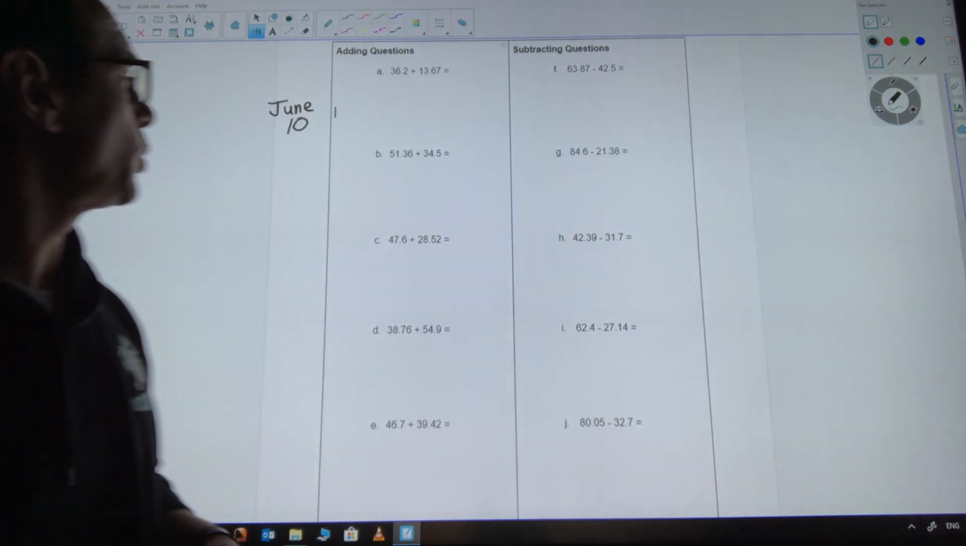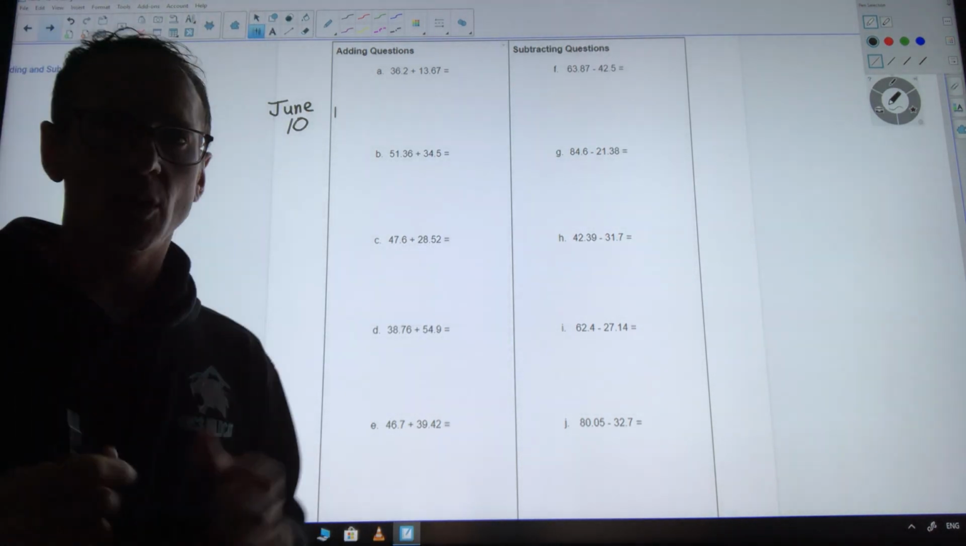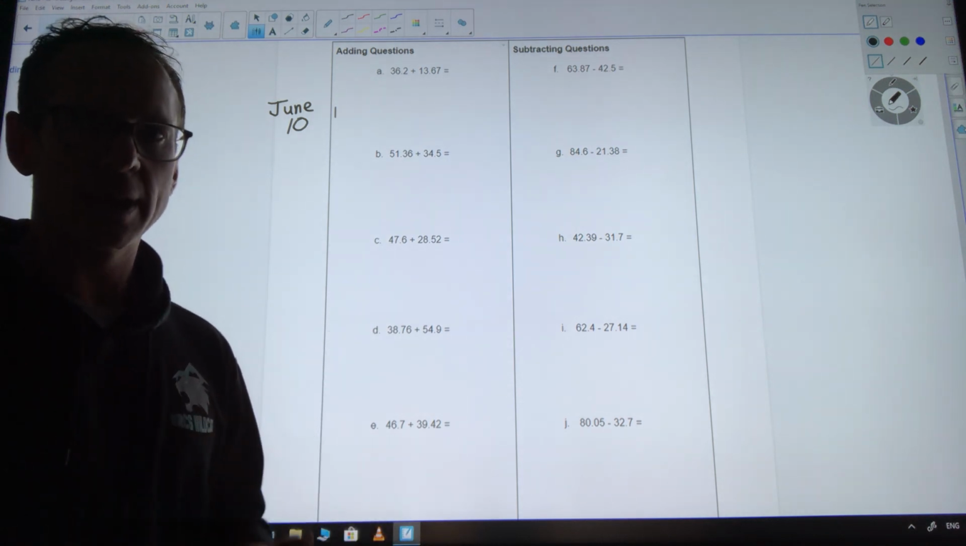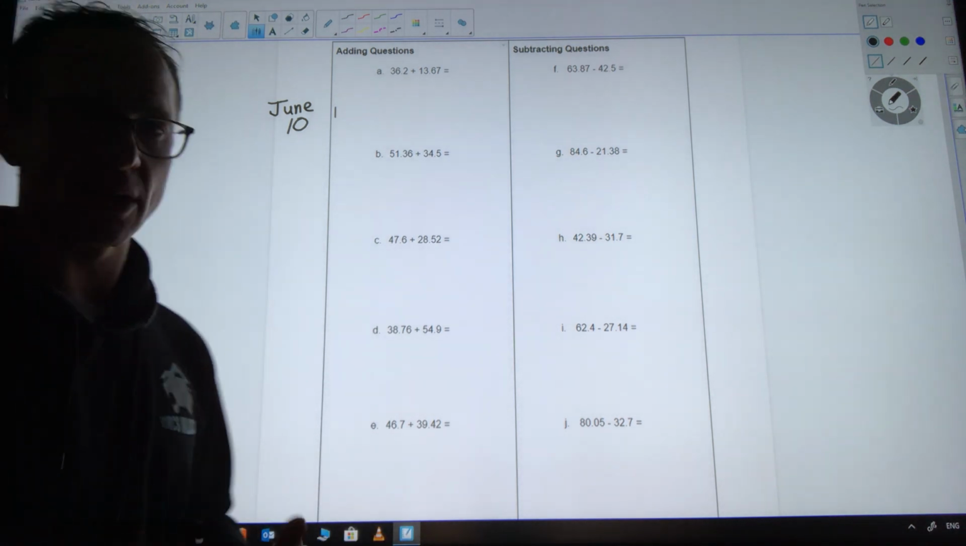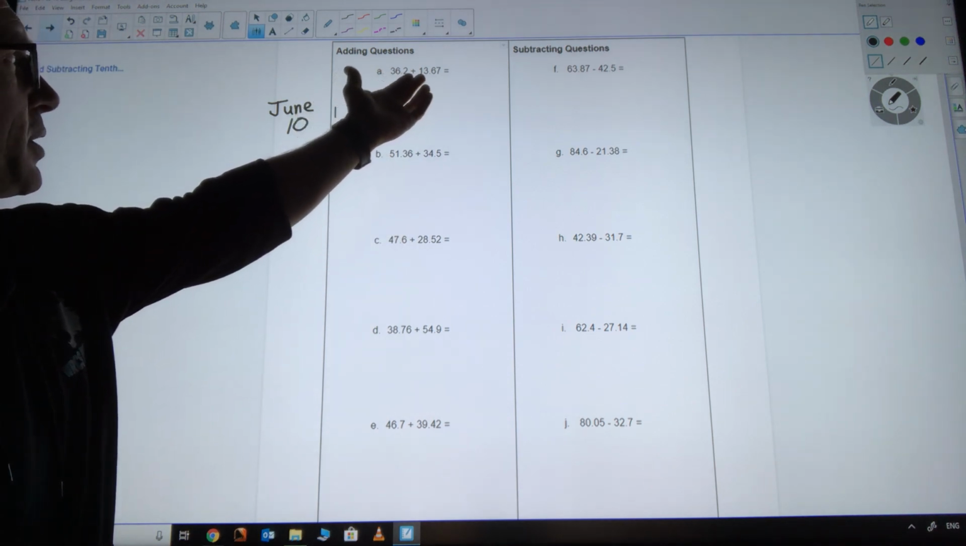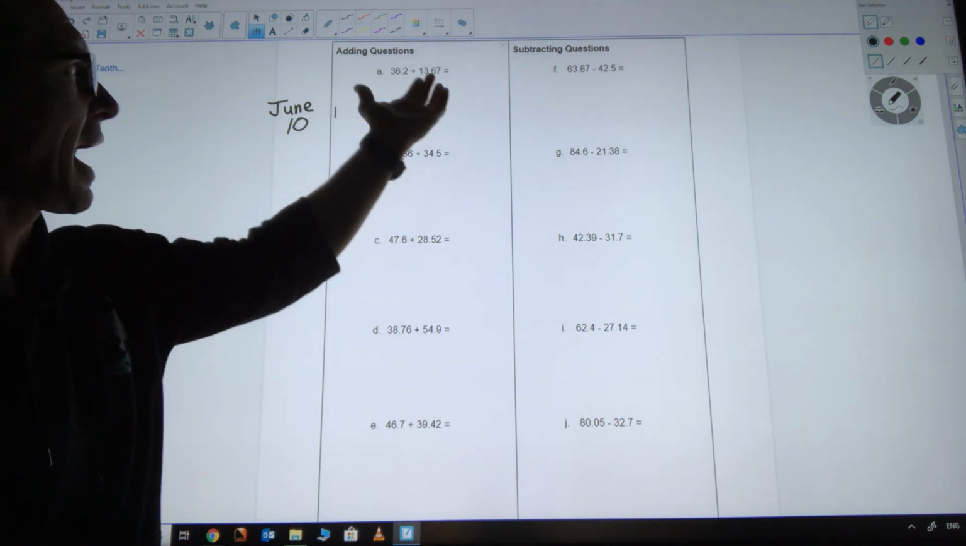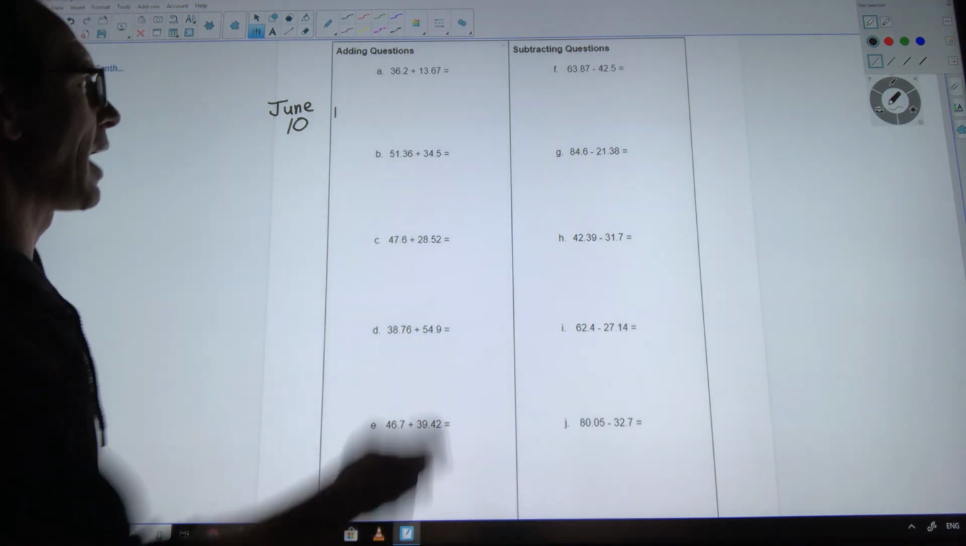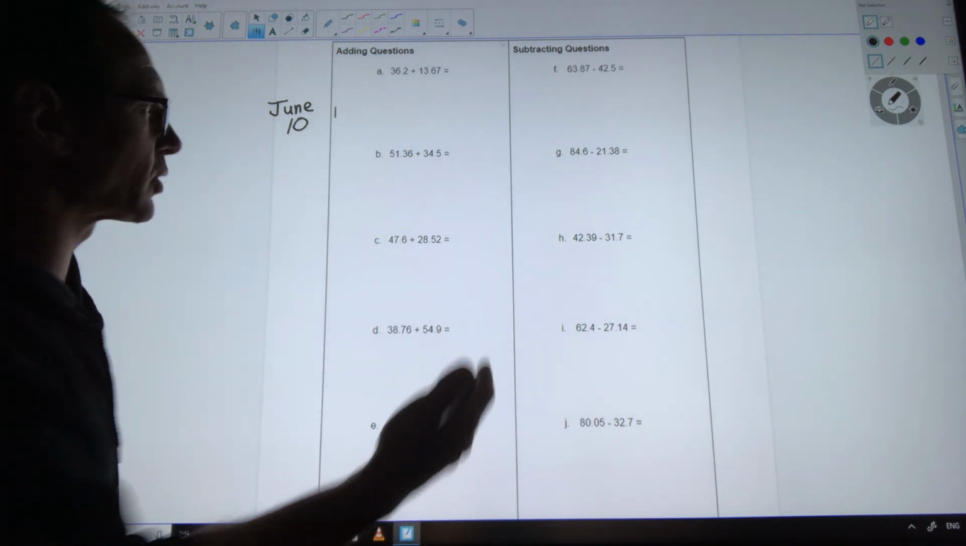All right, guys, let's review adding and subtracting when I have tenths and hundredths in my numbers. In my first one, I'm looking at 36.2 plus 13.67. I'm not going to have any carrying to do there, so I'm just going to use the count forward strategy.